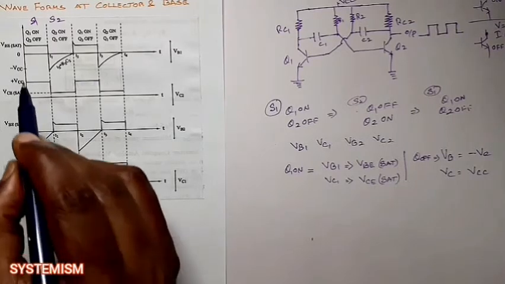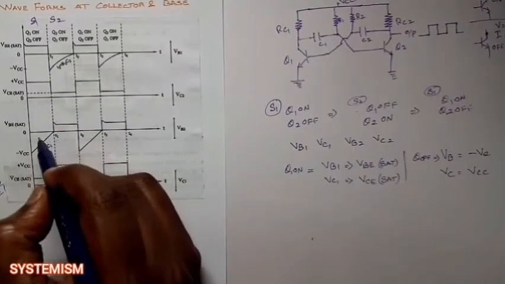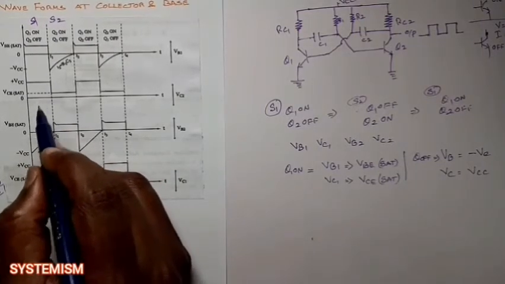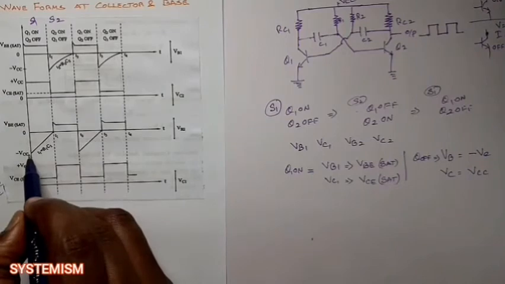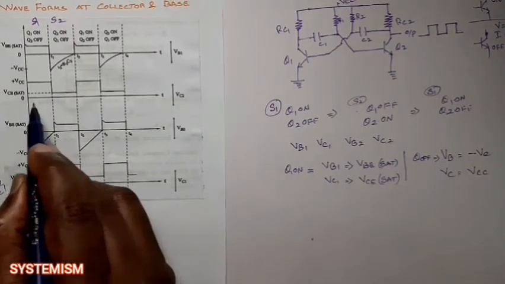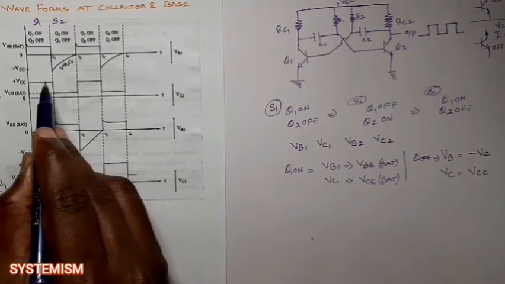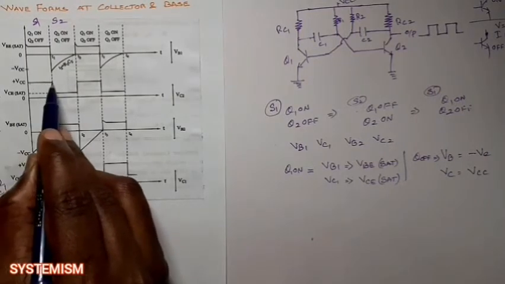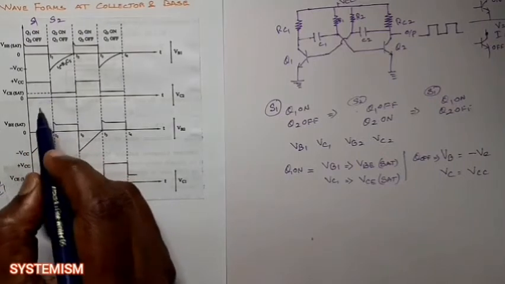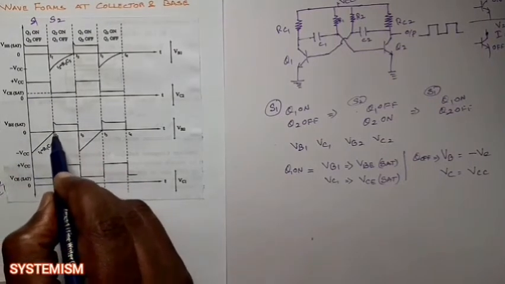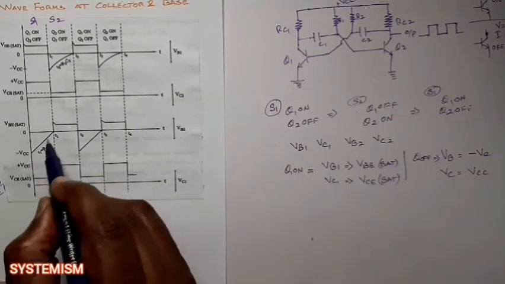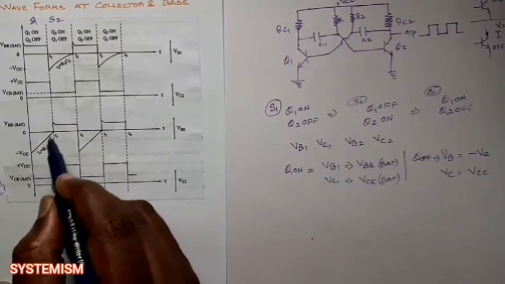Then these two values are for the off transistor. Q2 is off, so VB2 must be negative. See, it is in the negative area. Then VC2 must be VCC, so your voltage is VCC. Here from negative it is gradually increasing because of the charging of the capacitor, so it has to gradually increase towards the next stage.